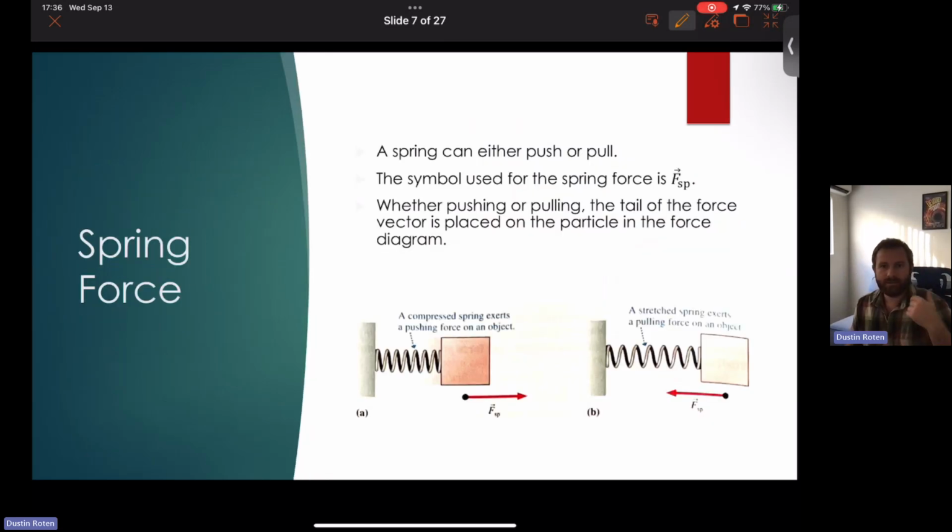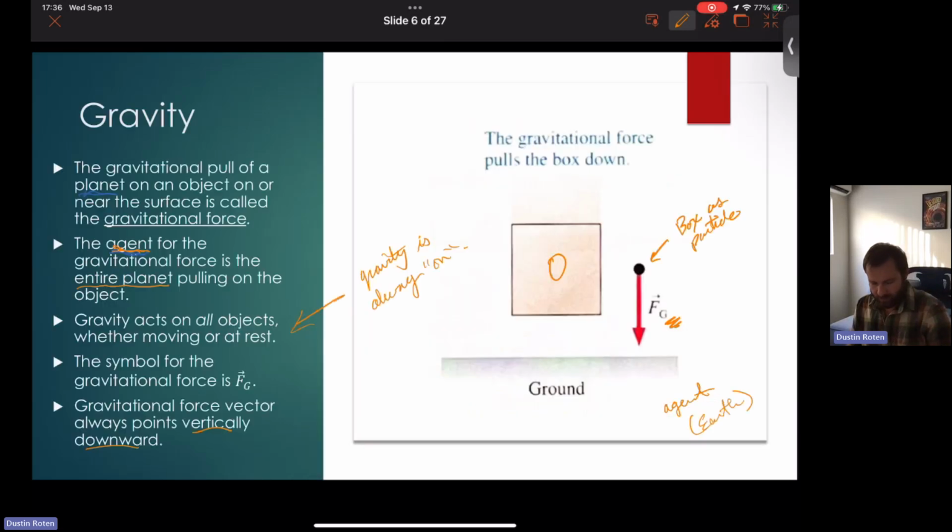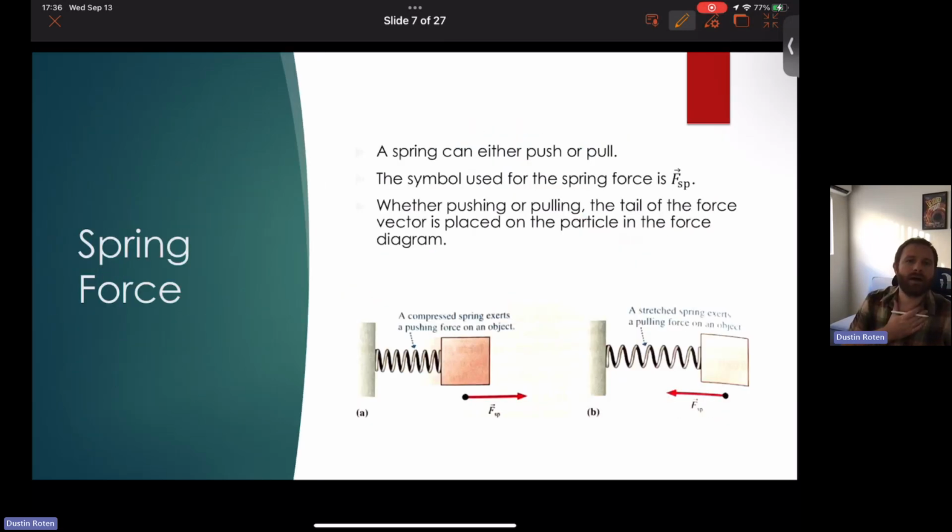All right. So the next would be the spring force. So next is the spring force, and that essentially can be either a push or a pull. And you've seen this in a previous slide already. So the symbol we use for the spring force is just F sub SP for spring. And it doesn't matter whether the spring is pushing or pulling, the tail of the force vector is always placed on the particle in the force diagram. So remember, the tail is always on the particle.